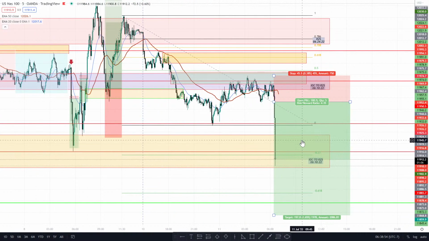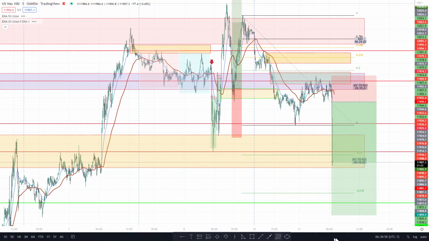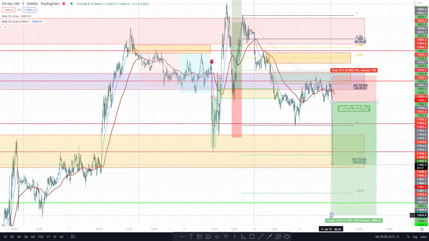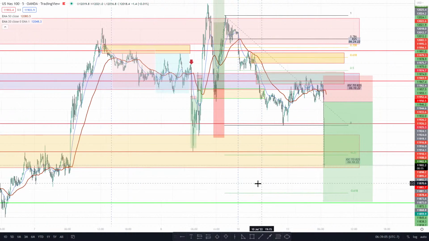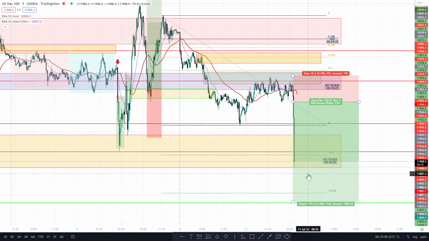So I'm pretty happy. Hopefully we can see this thing to fruition, even though I just have a 0.01 in here. I think probably right here would be a better area. See if it goes that way, but looking good so far.